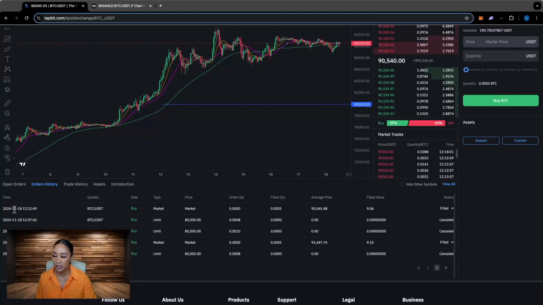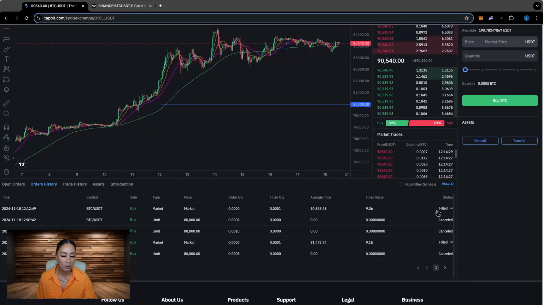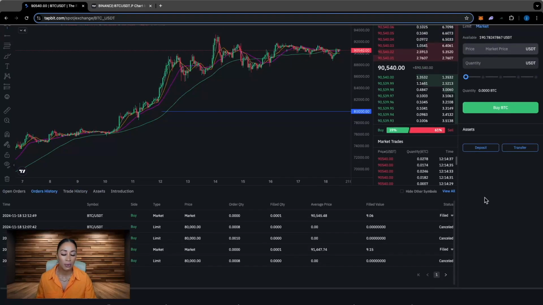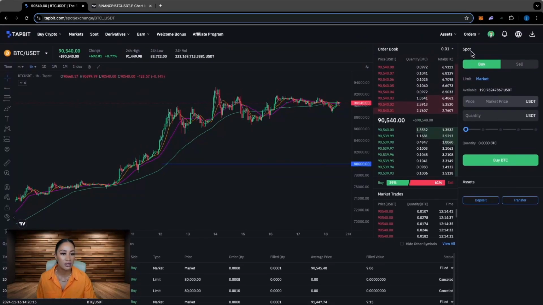So this is the order we just placed: the time, the cryptocurrency or symbol, the side, whether it was a buy or sell, a market or limit order, in this case it was a market, the amount, the filled amount, the average price at which my order got filled at. So 90,545, you can see that is pretty close to the current market price, the filled value, and whether it was executed. Once you have bought any crypto, it will then land in your spot wallet.